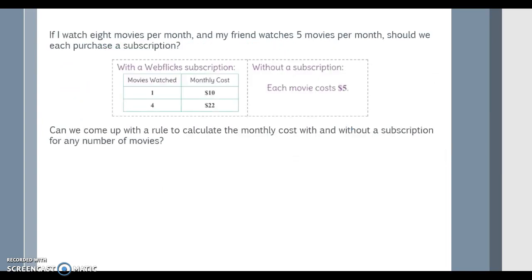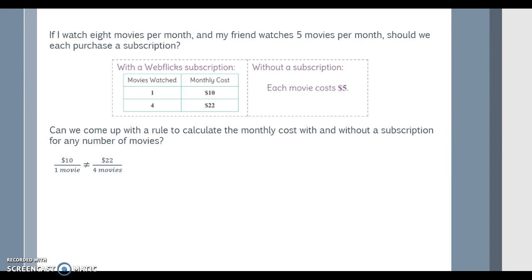If I watch 8 movies per month and my friend watches 5 movies per month, should we each purchase a subscription? So with a Webflix subscription, the monthly cost for one movie is $10 and the monthly cost for 4 movies is $22. If we do not have a subscription, each movie costs $5. Can we come up with a rule to calculate the monthly cost with and without a subscription for any number of movies?